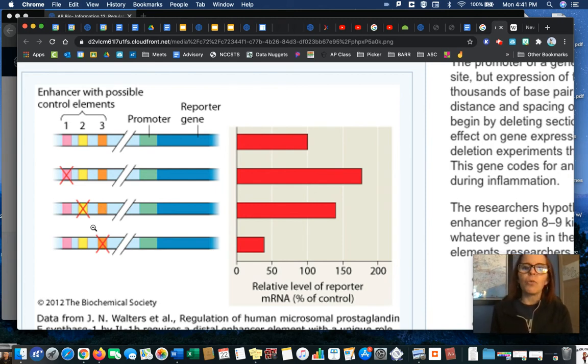They tried damaging one of the enhancers at a time. I don't think they call them molecules, enhancer genes at a time. So they're getting rid of these sections of DNA one at a time to see the impact. Now, if you notice, when they get rid of number one, the amount of mRNA suddenly skyrockets to 175% of normal. So it means more mRNA got produced when they got rid of that particular enhancer.